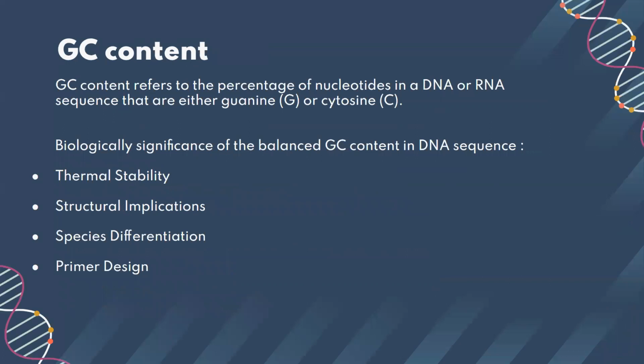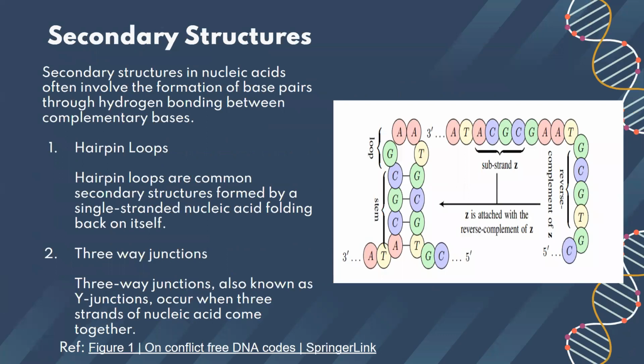Now, GC content. GC content is basically just the ratio of G and C to all the nucleotides in the DNA code. This is also supposed to be balanced due to some reasons like thermal stability and primer design, etc. Now, there is a term called secondary structures, which means there is a pair of certain patterns which are reverse complement of each other, and they form hairpin type structures as shown in the figure. They are also supposed to be avoided so that the PCR reaction and other things are faster.